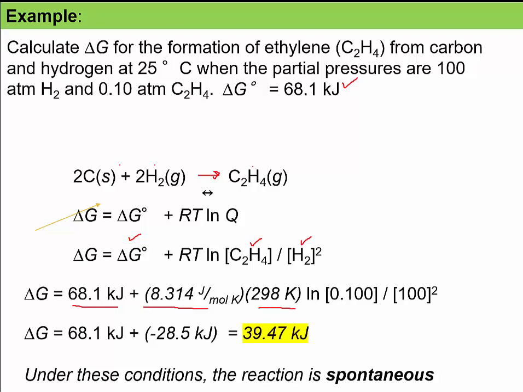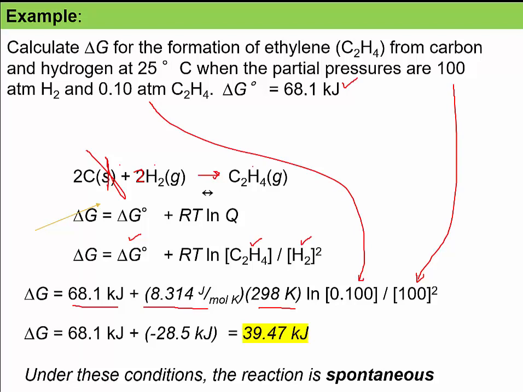And then we're going to do the natural log of our products over our reactants, keeping in mind that this is going to be H2 squared. Carbon doesn't show up in our Q because it's solid. I've got some numbers I can plug in. We're going to get 68.1 plus negative 28.5, and we get 39.4 kilojoules.